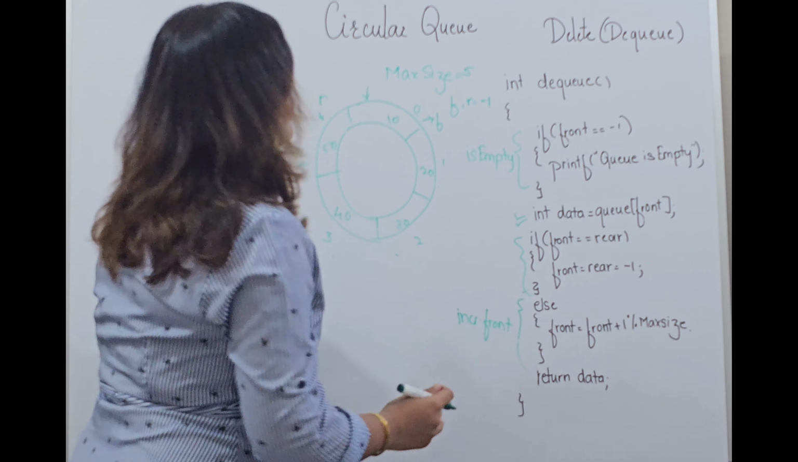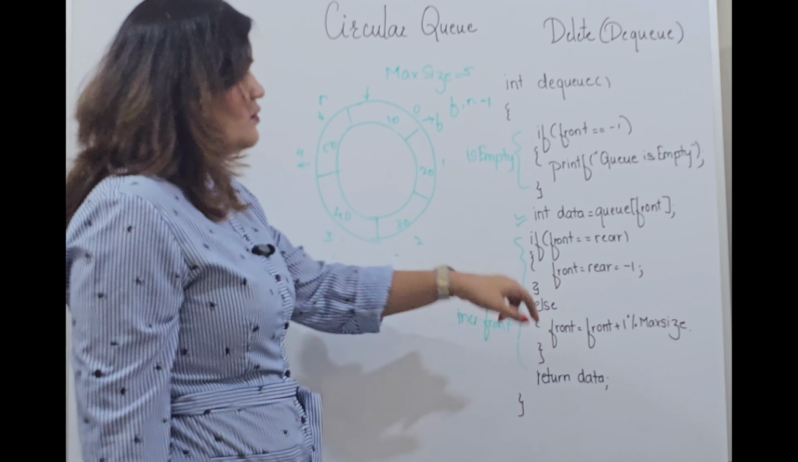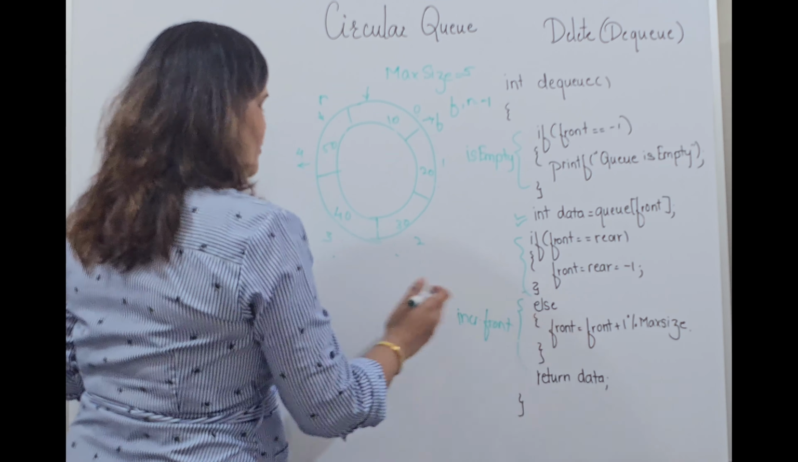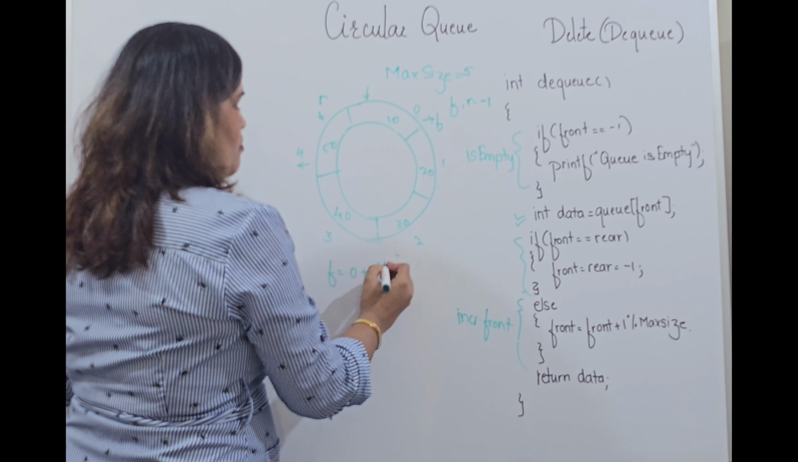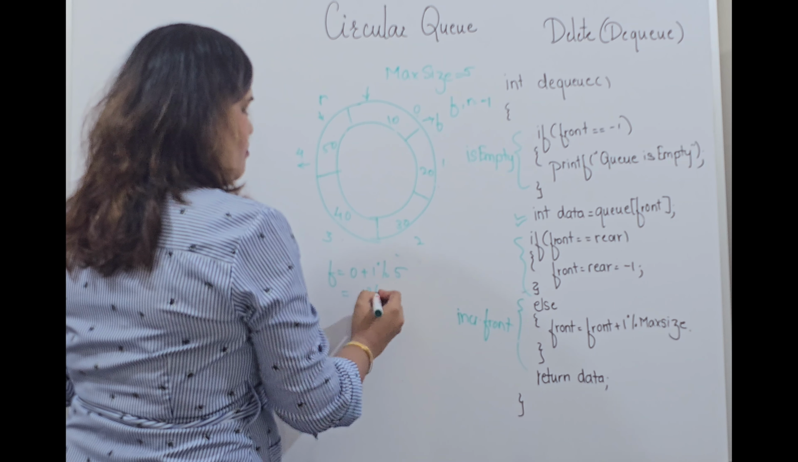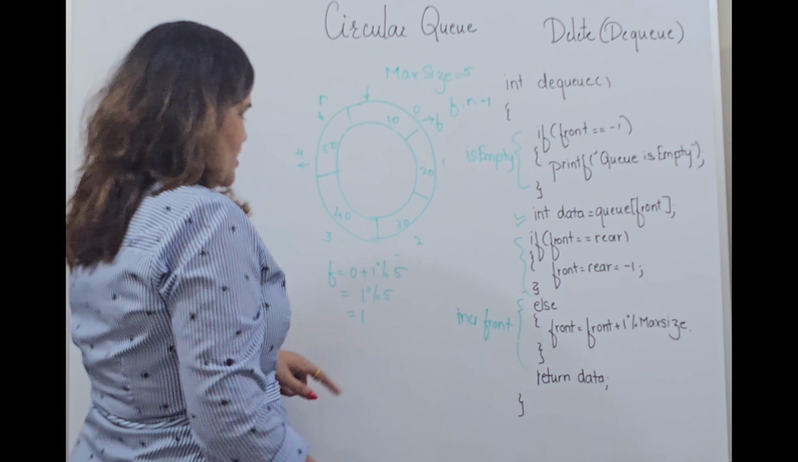And I know the concept: I need to increment my front to delete the element. That is what is happening over here. So front equal to front plus 1 mod of max size. When I increment this, how am I going to increment it? My front value is equal to front 0 plus 1 mod of 5, the max size. 0 plus 1 is 1, mod of 5, answer is 1. That means my front is 1. Front, which was pointing here, will be pointing here. And once it is incremented, this is deleted.